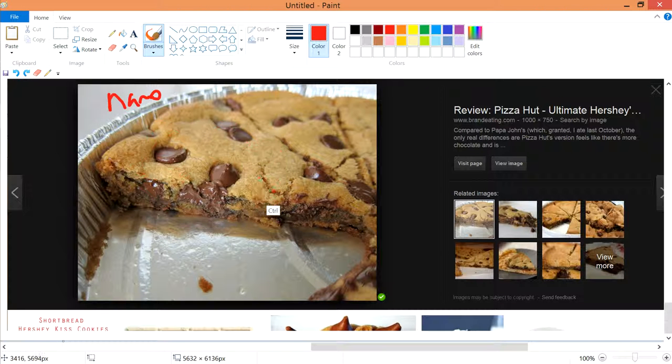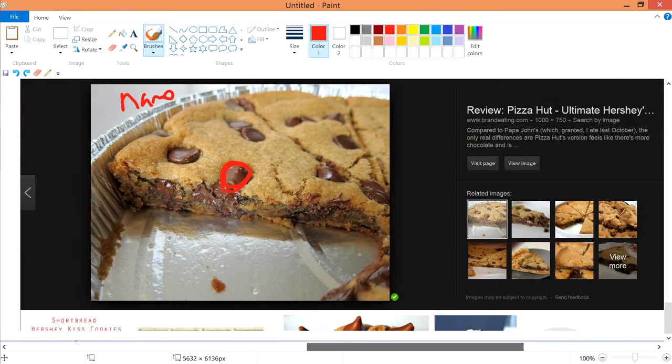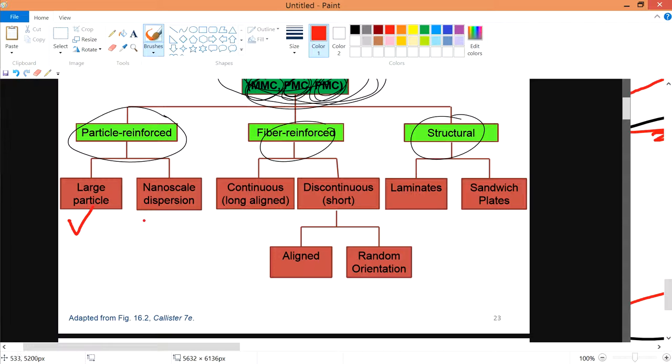So you put in a lot of sugar, flour, whatever materials. These are all nanoscale materials, and you are just mixing them in. So these are the particles, and whatever makes up the crust is your nano reinforcement. Now we have done the large particle and the nanoscale dispersion. Now it is continuous long aligned and discontinuous short.